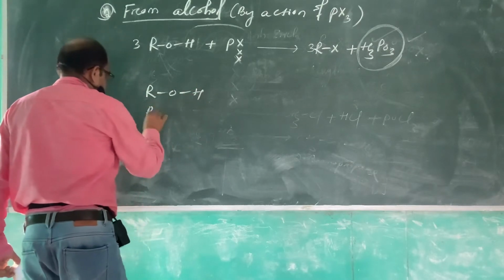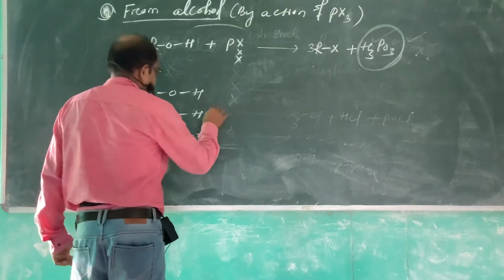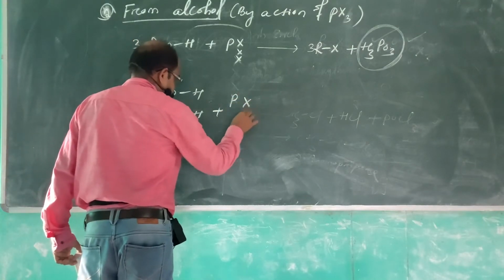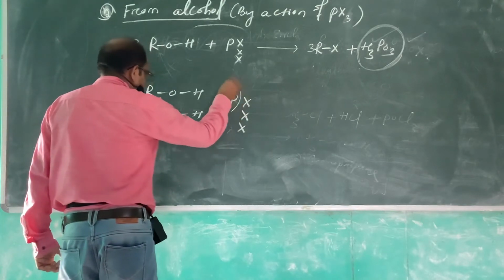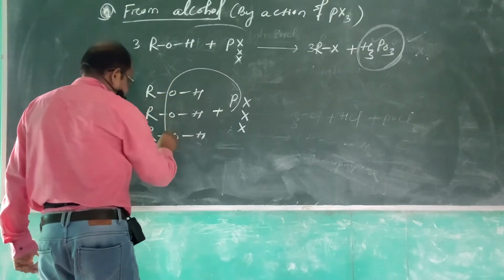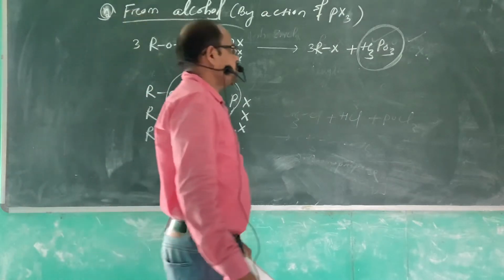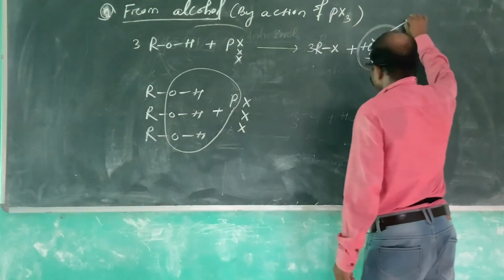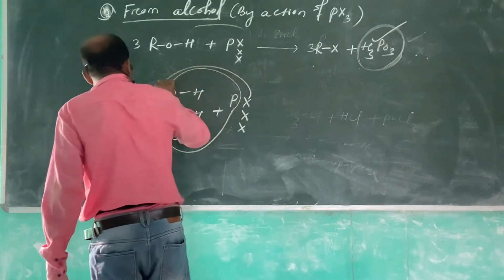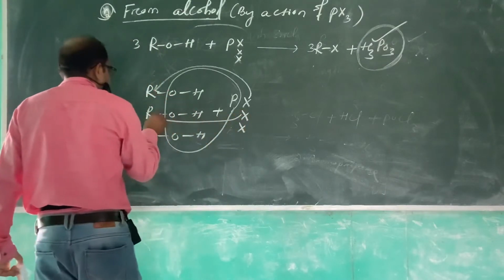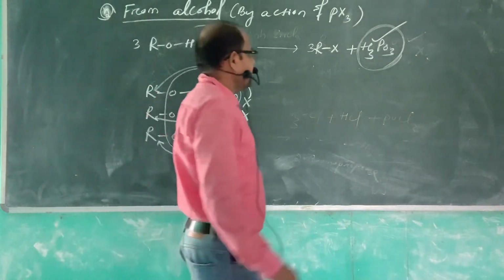3 ROH plus PX3. Here, one phosphorus atom combines with the 3 OH groups of alcohol to produce phosphorus acid, H3PO3. Halogen atoms are attached to the alkyl group. Then we can get 3 molecules of alkyl halide.